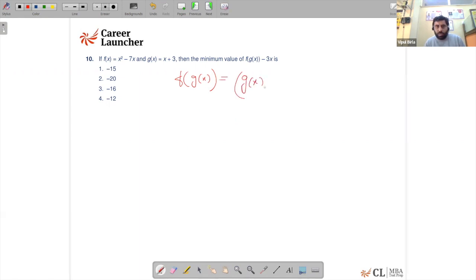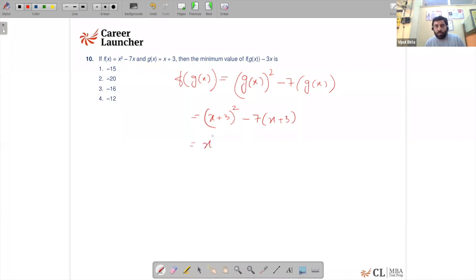So if I replace x with gx in the function fx, it will come out to be nothing but gx square minus 7 times gx, right? So this is f of gx. Now we are supposed to identify the minimum value of f of gx minus 3x. So first of all, calculate what f of gx is, which comes out to be, because I know gx is x plus 3, x plus 3 square minus 7 times x plus 3.